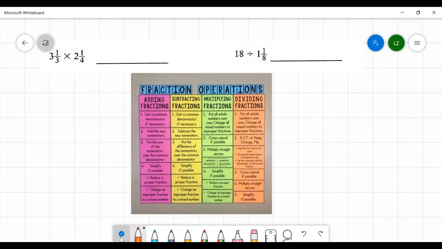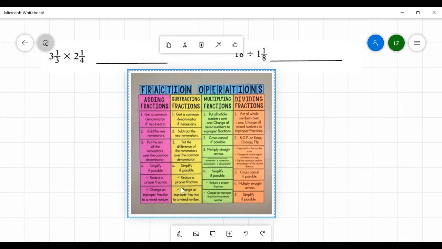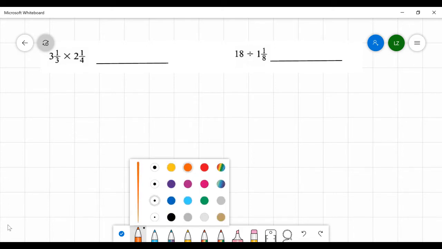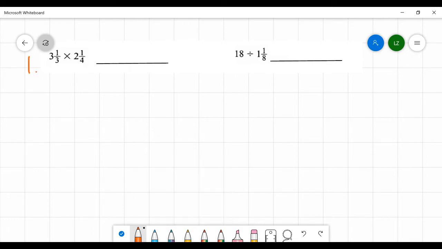So I want to do a couple examples now. Okay, so let's look at this first one. 3 1/3 times 2 1/4. So just like that first step said, we have to make the mixed numbers into an improper fraction, step 1. So before I even begin, I'm going to go ahead and set up my fraction bars and put my denominators because those are not going to change.